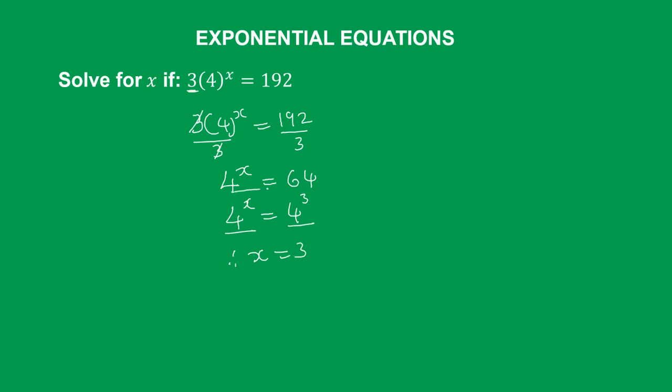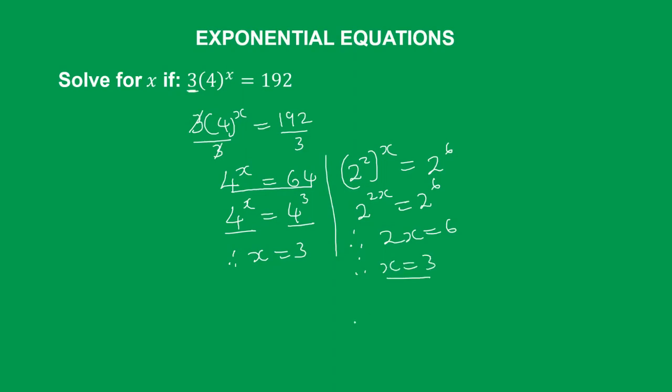Let's say you decide to use prime bases here. 4 is 2 to the power 2, to the power x. 64 is 2 to the power 6. This is 2 times x, so 2 to the power 2x is equal to 2 to the power 6. Therefore, 2x is equal to 6. Therefore, x is equal to 3. We're getting the same answer.